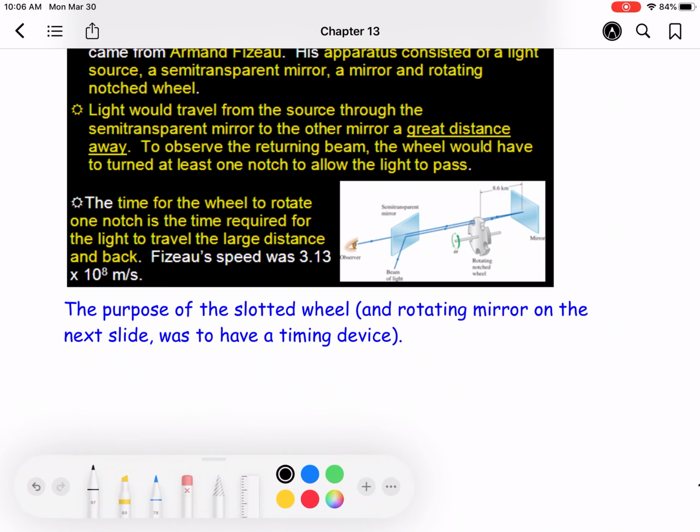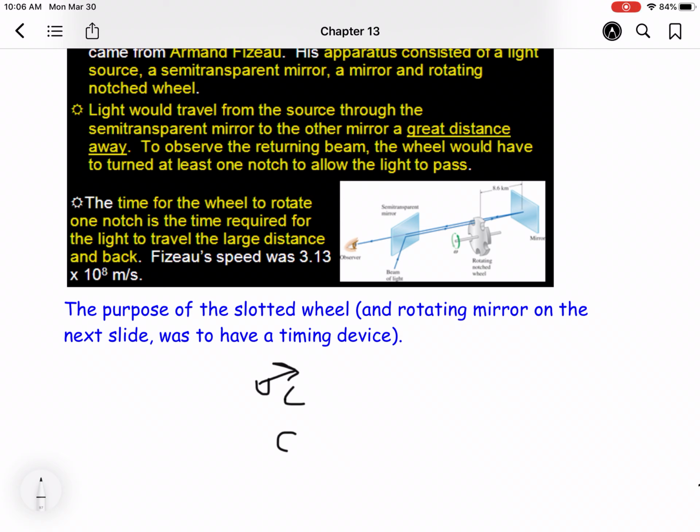By rotating the wheel, you'd have notch 1, then notch 2 and notch 3. The light would pass through the first one, hit a mirror far away, and when it came back, the next notch would have rotated into its spot, so it would come back through that notch and he would see it with his eye. So the time it took for notch 2 to move into notch 1's position is the time it took for the light to go the 8.6 kilometers and back.